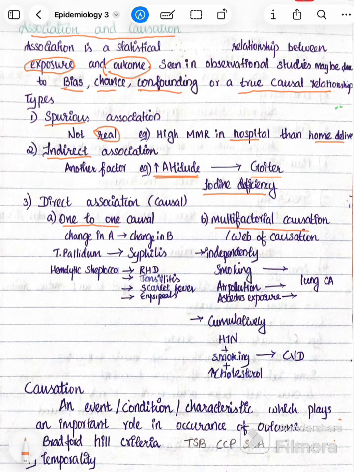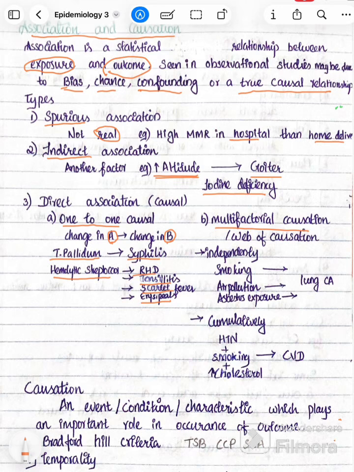One-to-one: one exposure will be causing a disease or multiple diseases. Change in the severity of A, or extent of involvement, or duration of exposure to A can cause severity in outcome B. For example, Treponema pallidum can cause syphilis. Hemolytic streptococci can cause multiple outcomes: rheumatic heart disease, tonsillitis, scarlet fever, and erysipelas.